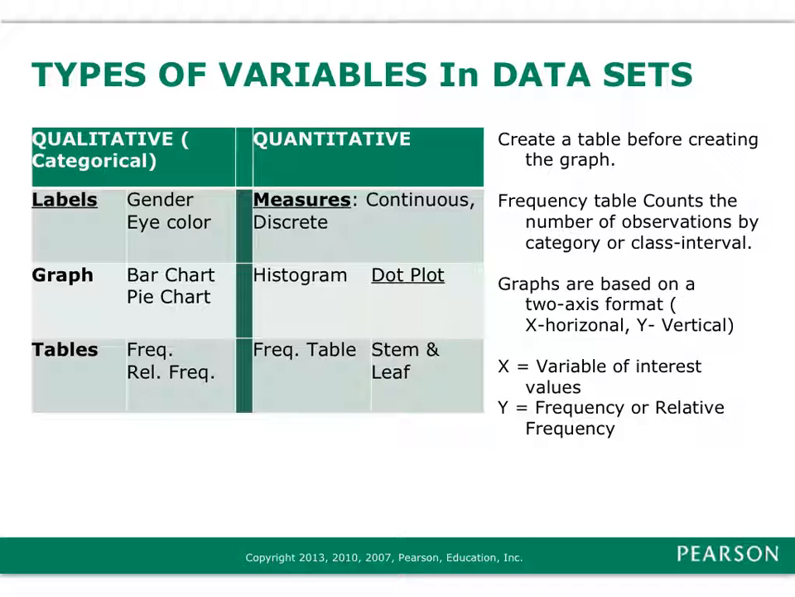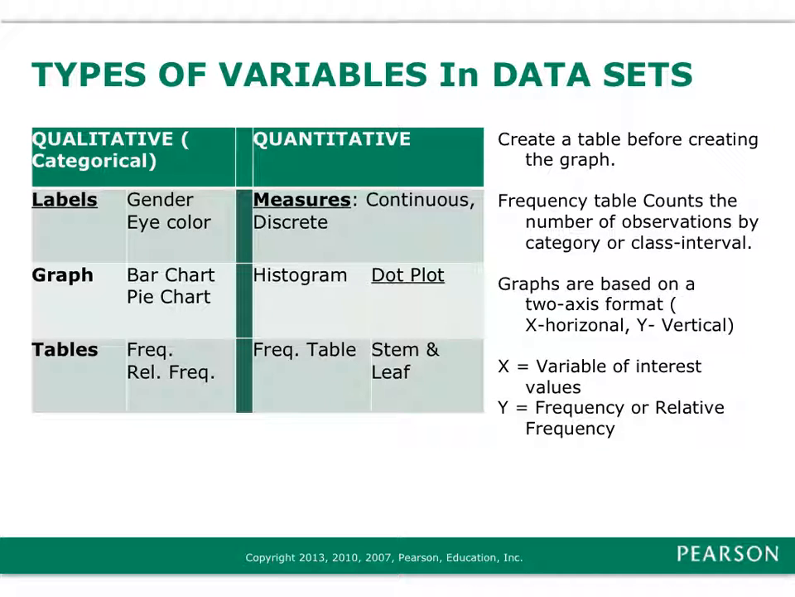For both types of variables, we're going to construct a table. So the first step is we're going to construct a frequency table before we actually create the graph. And both of them will have frequency tables. So we're going to spend our time in this section talking about qualitative variables first.